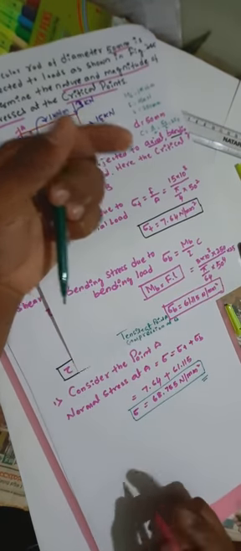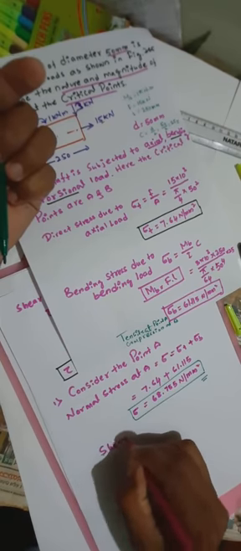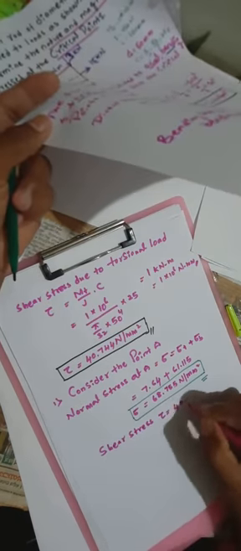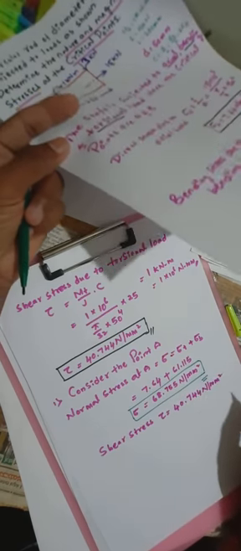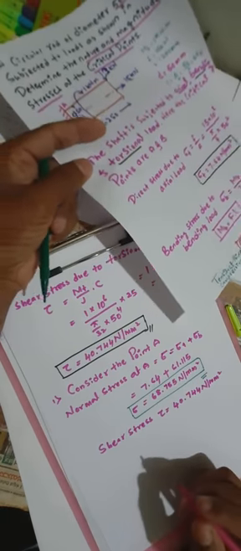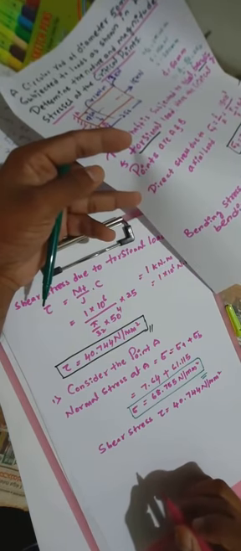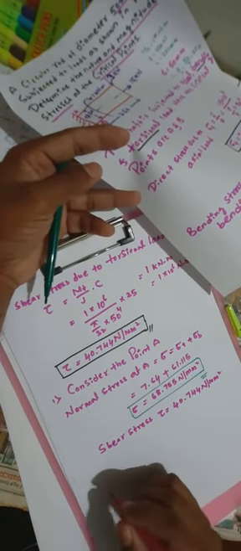Here we need to find out the shear stress. What is the shear stress? Tau is equal to 40.744 Newton per mm square. This is the value for shear stress. We need to find out the maximum normal stress at point A, the minimum normal stress at point B, and the maximum shear stress at point A.